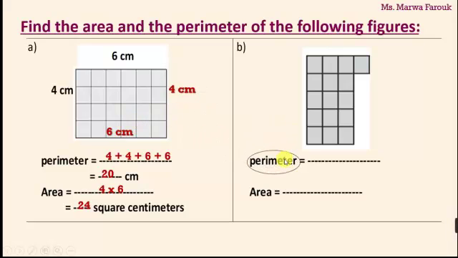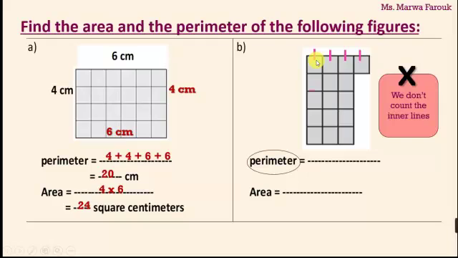Okay, the other shape, I want the perimeter and I want the area. Here, how can I get the perimeter? Do I have any length here? No, so I'm going to count the outlines together. Let's start. 1, 2, 3, 4, 5, 6, 7, 8, 9, 10, 11, 12, 13, 14, 15, 16, 17, 18. And don't forget, we don't count the inner lines. We will just count the outlines only. So the perimeter here, we counted and it's 18 units.